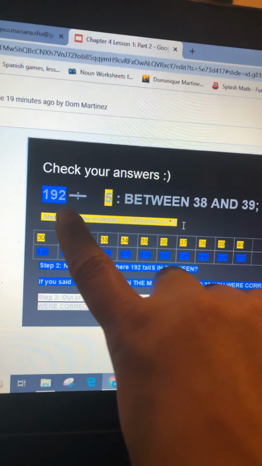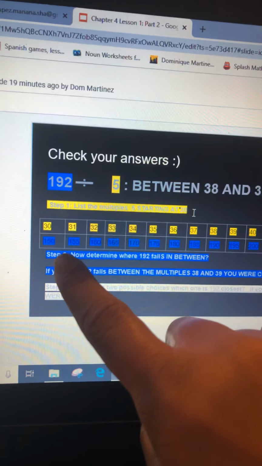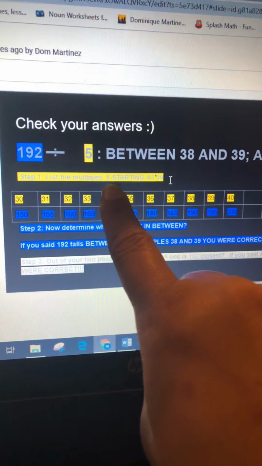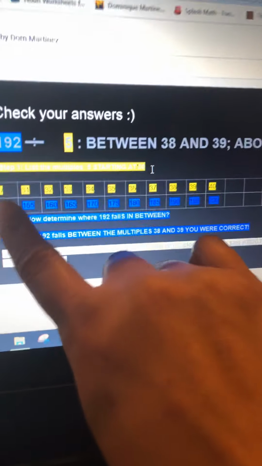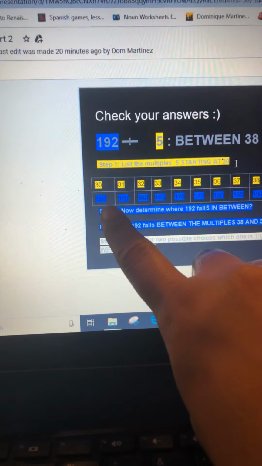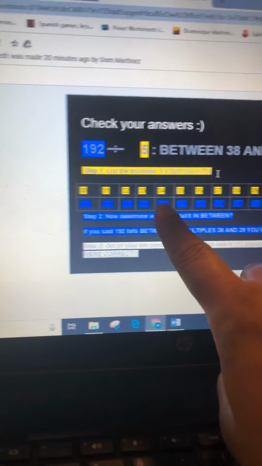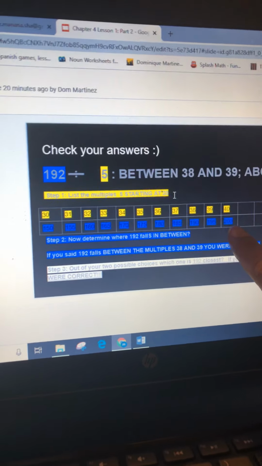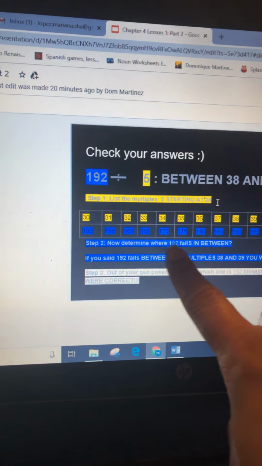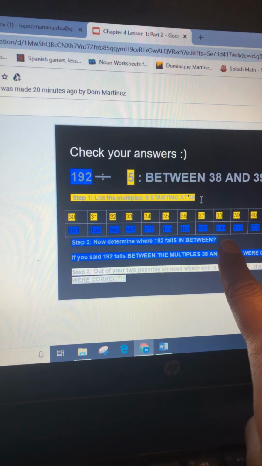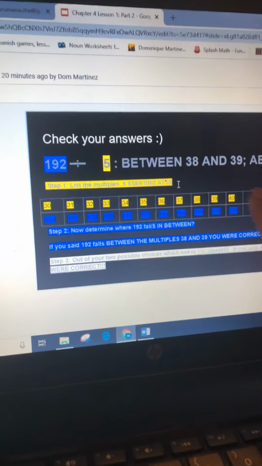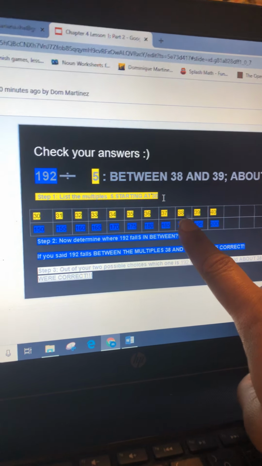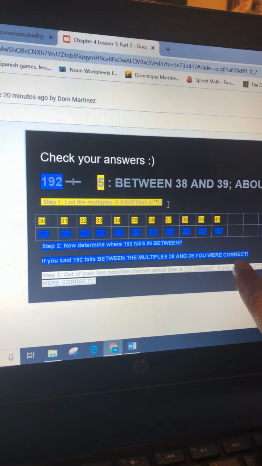So your problem was 192 divided by 5. Okay, so I went ahead and listed all of the multiples of 5, and we started at 30, right? Because 192 fell between 30 and 40. Okay, so we went ahead and started listing those. So we have 150, 155, 160, and it goes on until we hit 200. All right, so now step 2 is determine where 192 falls in between. Okay, so if you said 192 falls in between the multiples 38 and 39, you are correct.